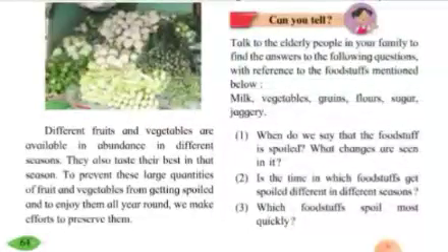Then we have also learnt that fruits and vegetables are available in abundance in different seasons and they taste best in that particular season only. But to prevent these large quantities of fruits and vegetables from getting spoiled and to enjoy them throughout the year, we make efforts to preserve them. How do we do this? You can prepare jams and jellies out of fruits, and of certain vegetables you can make pickles, so that you can taste that fruit or vegetable throughout the year.